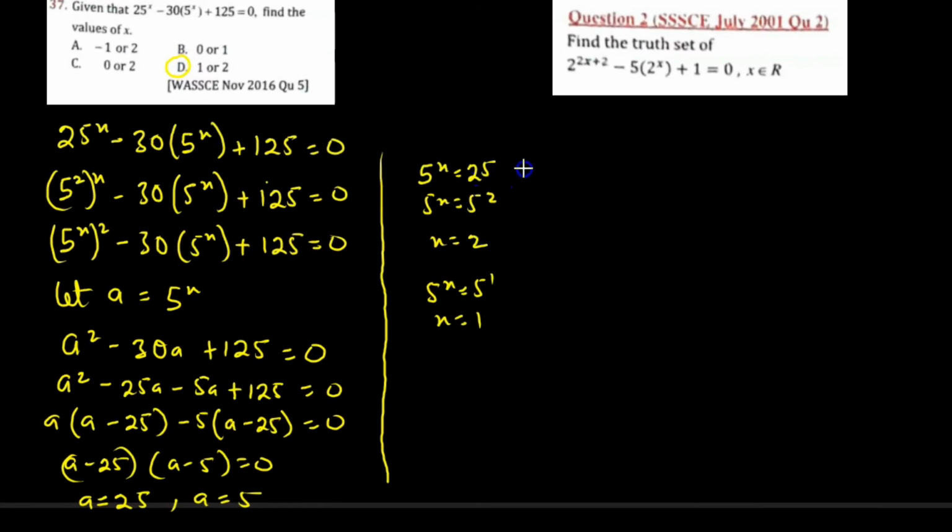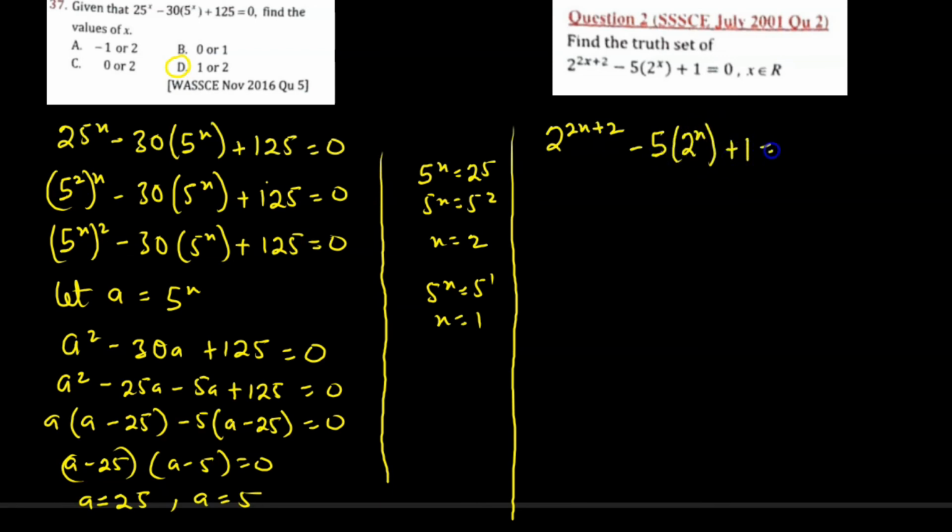So the next worked example that we have is 2 to the power 2x plus 2, minus 5 multiplying 2 to the power x plus 1, all equal to 0, where x is a member of the real number system. So we are finding the truth set. Remember, we are finding the truth set. It is question number 2, a compulsory question for that year. So the truth set is very important.